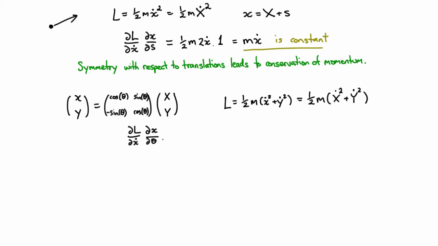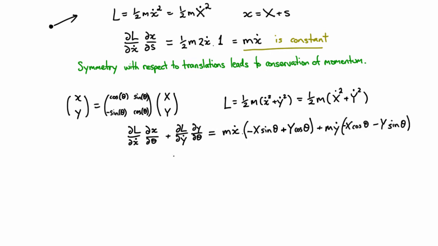This time our variable is theta rather than s. And this time we have two terms in our conserved quantity because we have two variables. And we can expand that out. And if we examine that for a moment, we might recognize that as in fact the z component of the angular momentum. And so Noether's theorem has given us a second principle, which is that symmetry with respect to rotations gives us conservation of angular momentum.